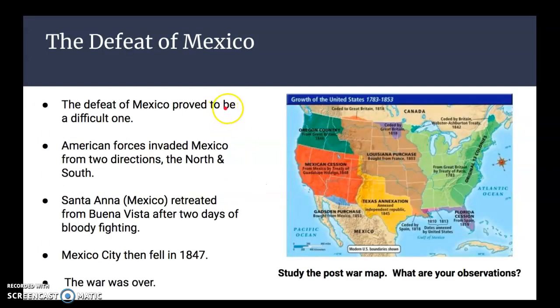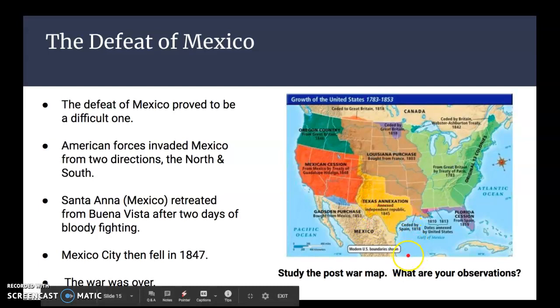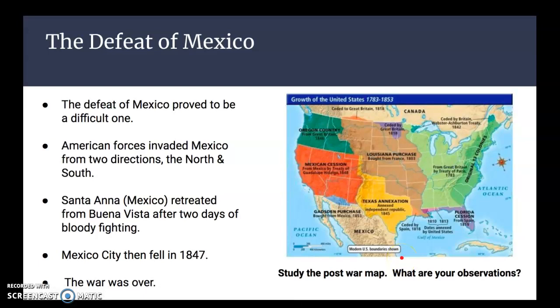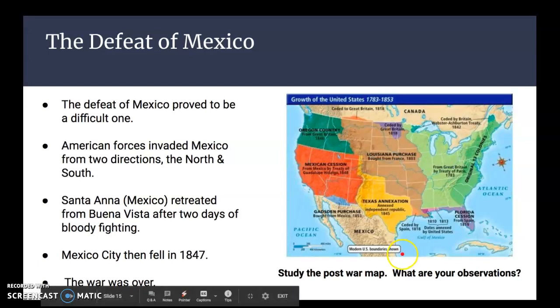All right, so the defeat of Mexico proved to be a difficult one. American forces invaded Mexico from two directions. Taylor came down from the north right here. And you can't really see it on this map down here, there's a city called Veracruz on the Gulf of Mexico, and another general named Winfield Scott, whose nickname was Old Fuss and Feathers. By the way, this was the era of great nicknames. Zachary Taylor was Old Rough and Ready.